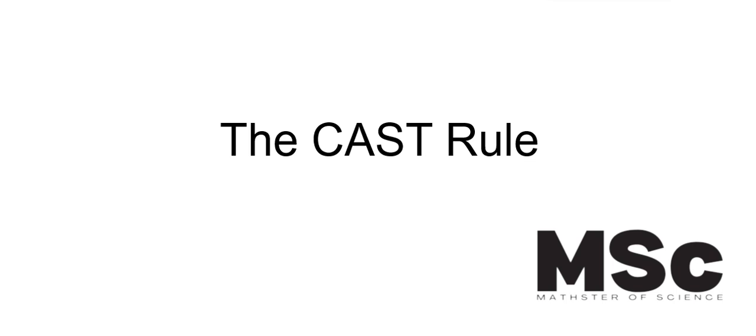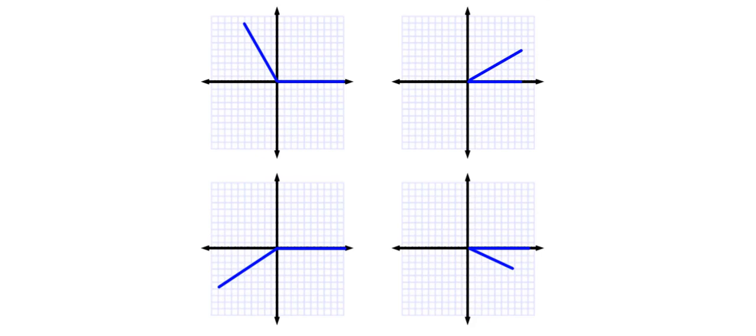In this video we're going to be looking at the CAST rule. Now the CAST rule is a rule that tells us about the sign of the trigonometric ratios in the different quadrants. Let's look at the angles in standard position that form here. So we have an angle here, and we know in quadrant 1 that theta, the angle in standard position, is actually also equal to the reference angle phi. And we can also see that we can create a right triangle here.